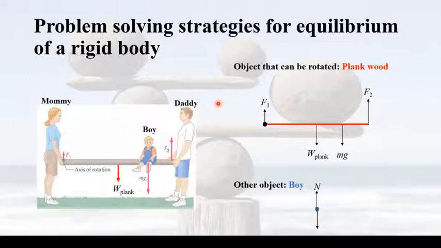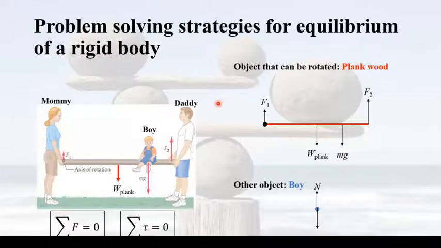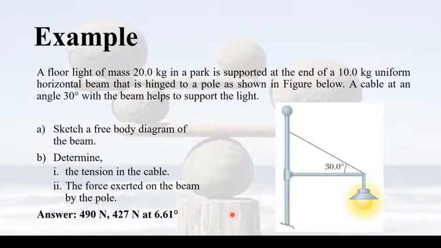After you determine the sign convention for every single component in the diagram, you can then apply the two conditions, which is summation F equals 0 and also summation torque equals 0. The two conditions for equilibrium of a rigid body. This is a must in our calculations. And then after that, you just construct a table.